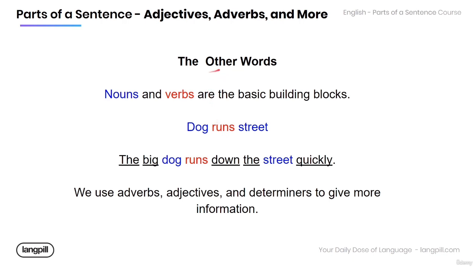But these other words are what really adds that extra touch, right? It's what fills the sentence out so we know exactly what is going on. So now that we have these other words added in, let's see. The big dog runs down the street quickly. Okay, so now I know the size of the dog, I know where it's running on the street, and I know how it's running. Okay, so these extra words are very important. And these extra words are things called adverbs, adjectives, determiners. Okay, they give more information. Let's go over these a little bit.